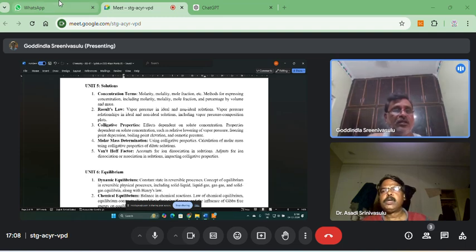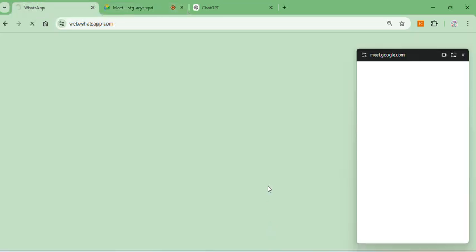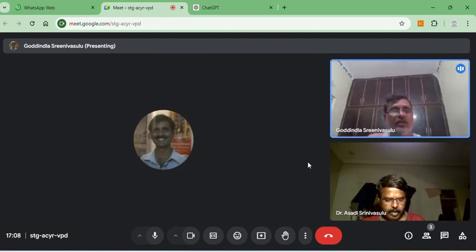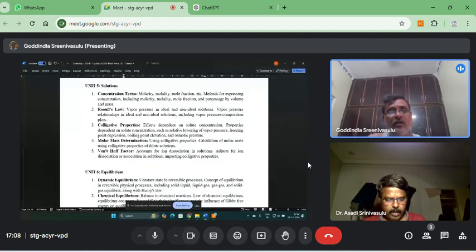That is concentration terms. Raoult's law deals with the vapor pressure relationship in ideal and non-ideal solutions, including the vapor pressure composition plots. So how this vapor pressure is related with the composition of that component in the mixture or solution.